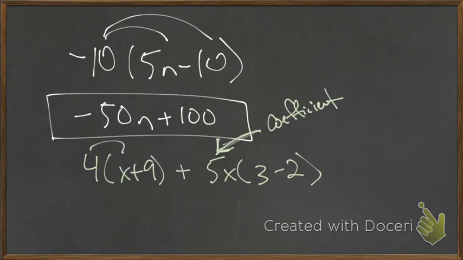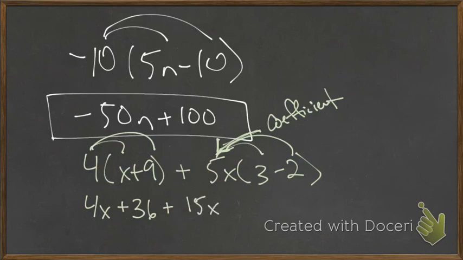Anyway, we're going to multiply with the distributive property here, and we're going to rewrite everything. So 4 times x would be 4x. 4 times 9 is 36. 5x times 3 is 15x. And 5x times the negative 2 is negative 10x. So what I did is I distributed my 4 to my x plus 9, and I distributed my 5x to my 3 minus 2. All right?